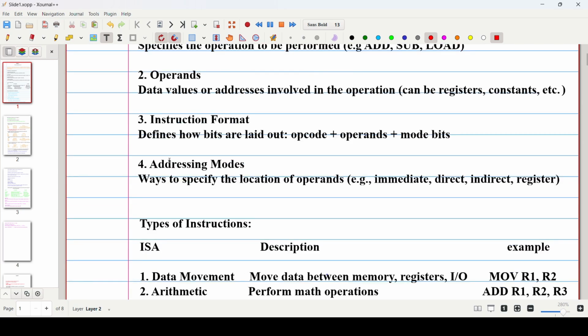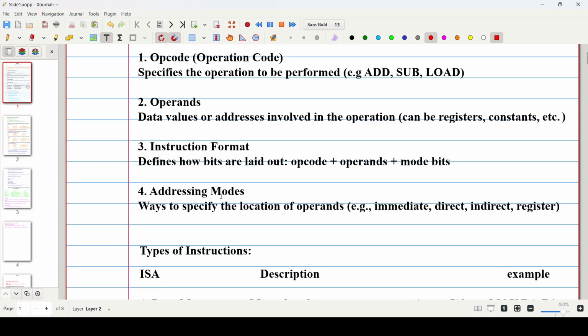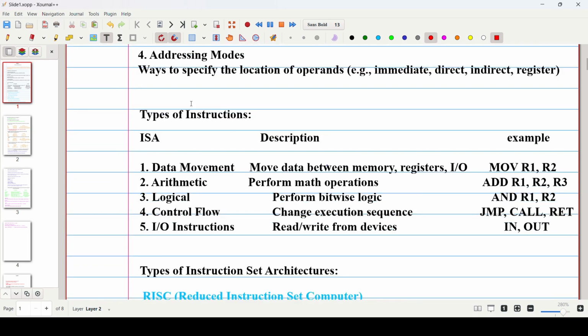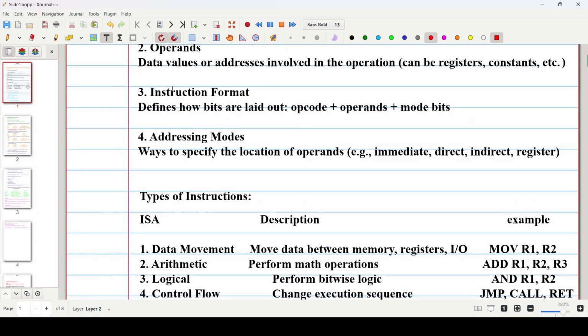The fourth component is the addressing mode. It specifies the location of the operands, so the CPU can identify where the operands are located, like immediate, direct, indirect, register, and some more. Don't worry, I will cover points number 3 and 4 in detail in this video itself.